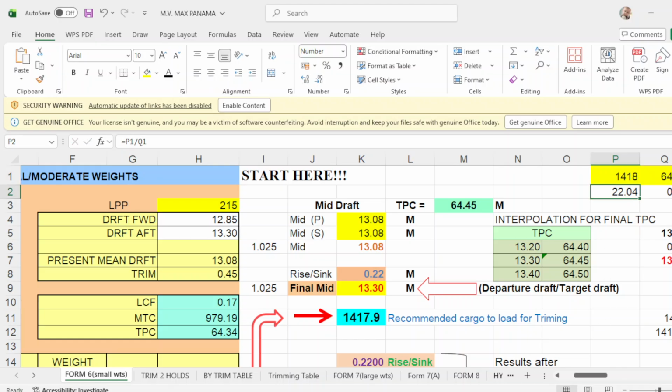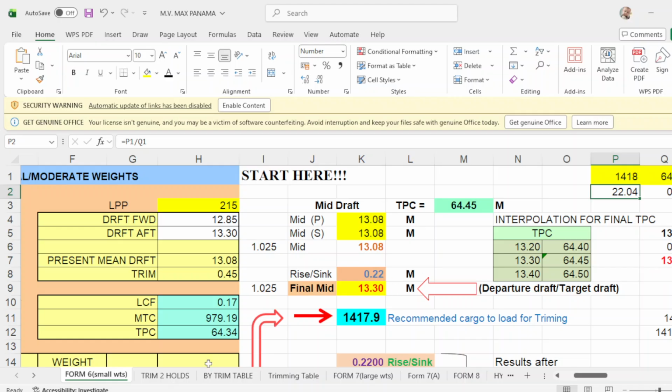1418. And your TPC of your initial draft is 6434. So that is 6434 there. After you put these two figures, your remaining cargo to load, 1418, divided by your TPC, will be 22 centimeters. Divided by 100, that will be 0.222 meters. Since your initial draft is 13.08, you add your sinkage of 0.22, then your departure draft will be 13.30, which is exactly the same with this one.